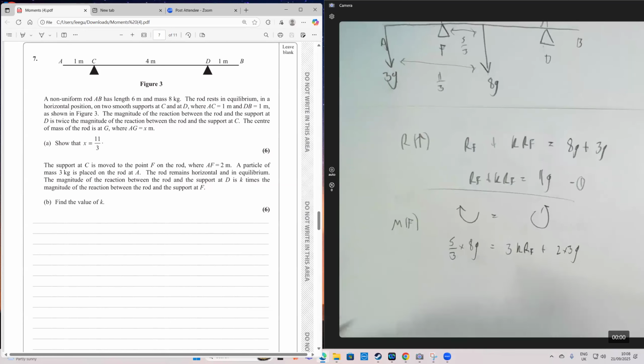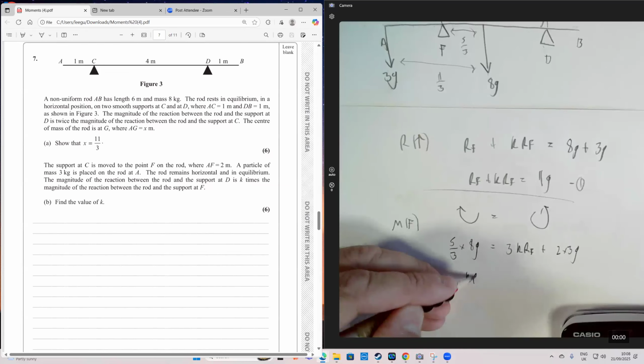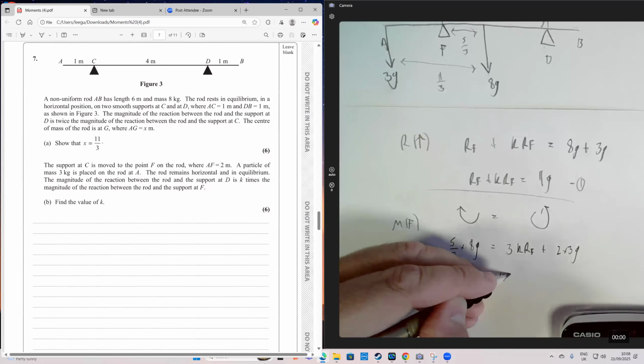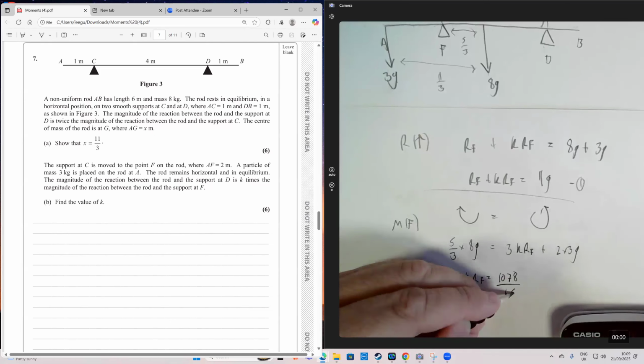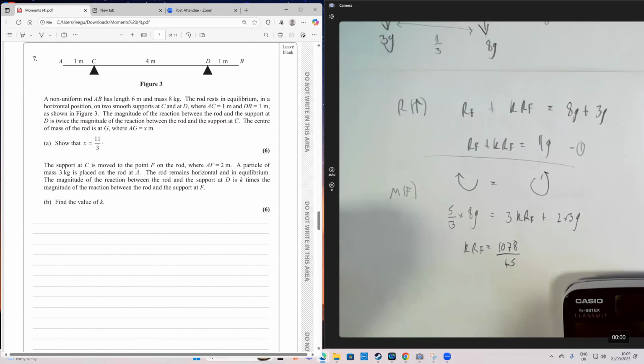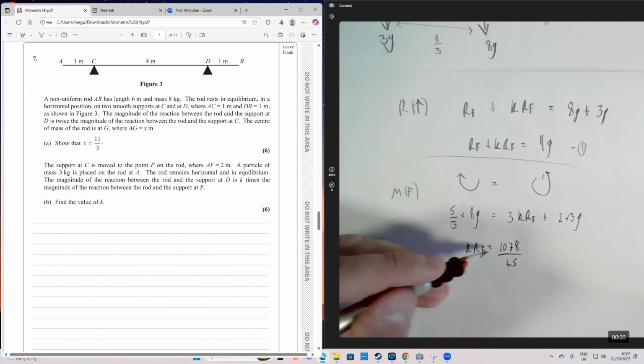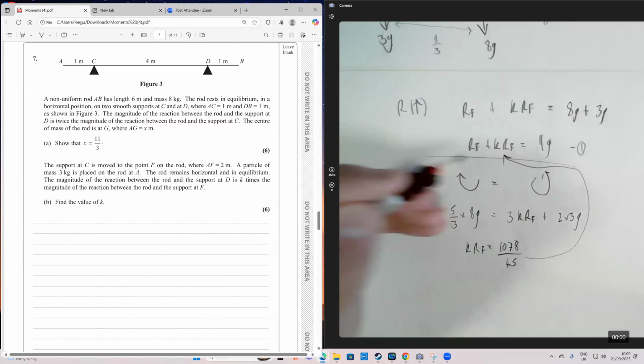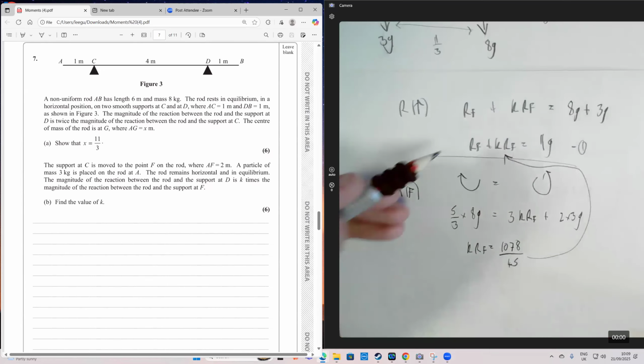Perfect. So we can now rearrange this equation in order to make KRF the subject. So we're going to have 5/3 times by 8g, and take away from that 6g. And then we're going to divide that by 3. So that gives us an expression that our KRF is equal to 1078/45. Okay, that's great. Now, what we're going to do is take this value of KRF, sub it into this equation up here, and that will enable us to find out what RF is.